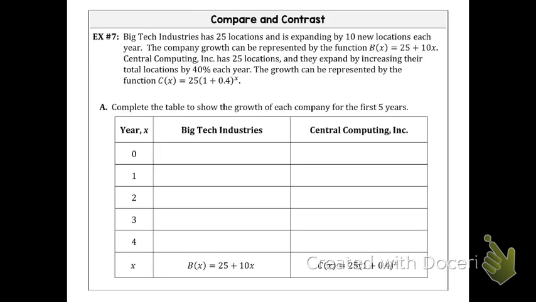Example 7 says Big Tech Industries has 25 locations and is expanding by 2 new locations each year. The company growth can be represented by the function b of x equals 25 plus 10x. Central Computing, Inc. has 25 locations, and they expand by increasing their total locations by 40% each year. The growth can be represented by the function c of x equals 25 times 1 plus 0.4 raised to the x. And it wants us to complete the table to show the growth of each company for the first 5 years.